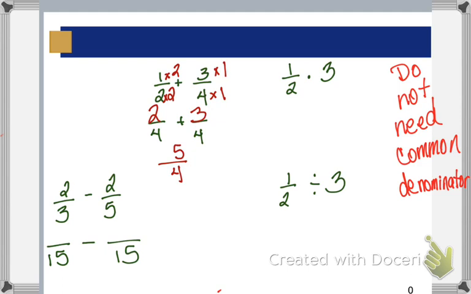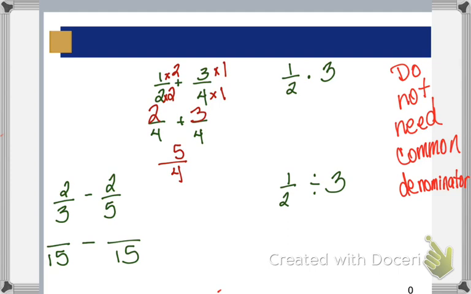Okay? And so that's when we stop. That's how we got to 15. It's not wrong to multiply those two together, but you're going to be dealing with larger numbers than you have to sometimes if you always do that.